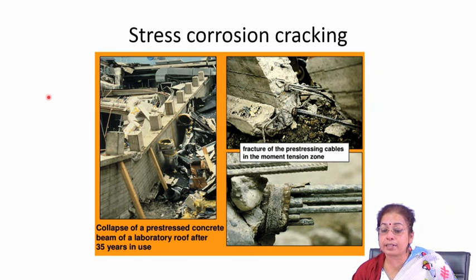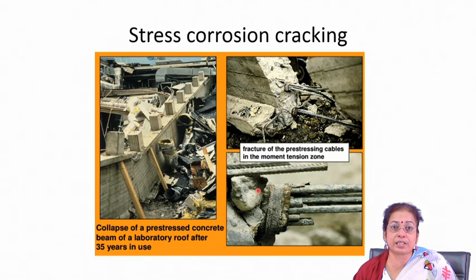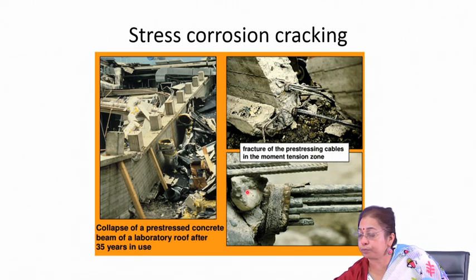On the right side, the fracture of a pre-stressed cable in the moment tension zone is shown. How badly it has failed is understood from the picture. So you can understand that stress corrosion cracking can be a major cause of damage to roofs, bridges and big structures which are subjected to stress in corrosive media.